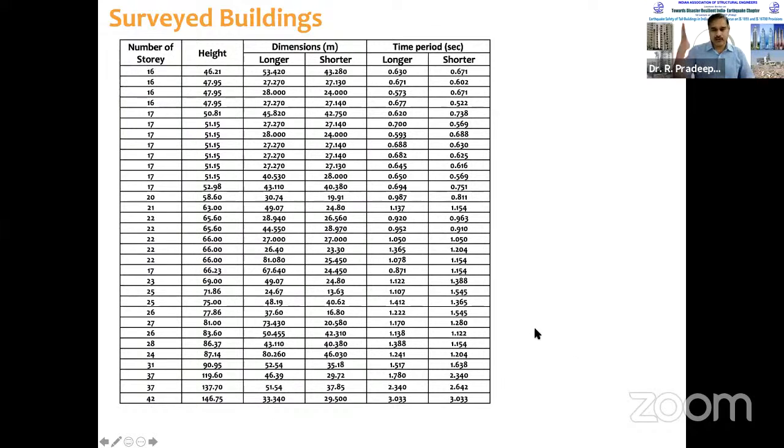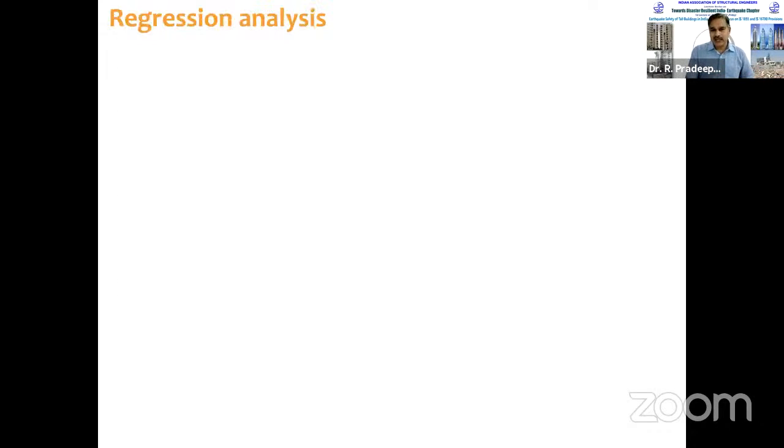So that means approximately 120 meters height building from around 50 meters height building. So we have this data. Now, once we have the data, what we can do is regress the data. So we did the regression analysis.